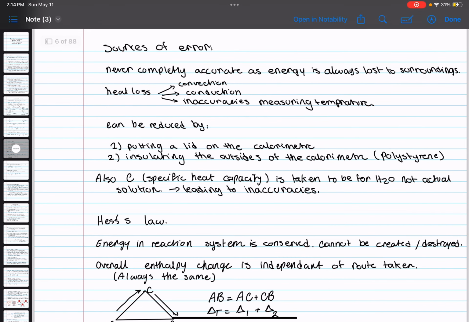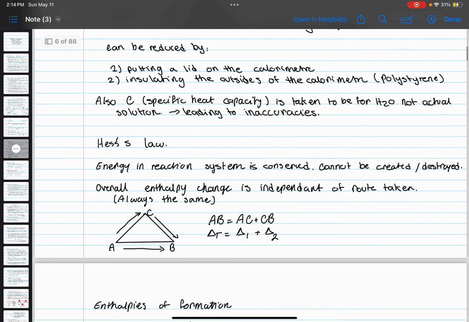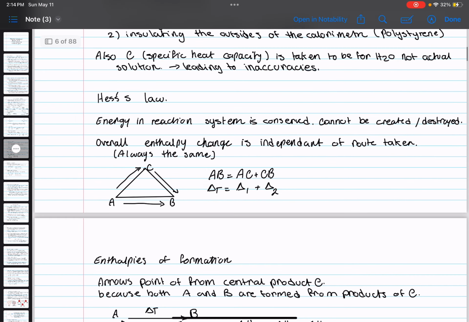In calorimetry, we have sources of error that happen really often because calorimetry is never completely accurate, as energy is always lost to the surroundings. Heat loss could be due to convection, conduction, or inaccuracies in measuring temperatures, and it could be reduced by putting a lid on the calorimeter, insulating the outside of the calorimeter, or using a polystyrene cup. For C, we usually take H2O's specific heat capacity, not that of the actual solution, and this leads to further inaccuracies.